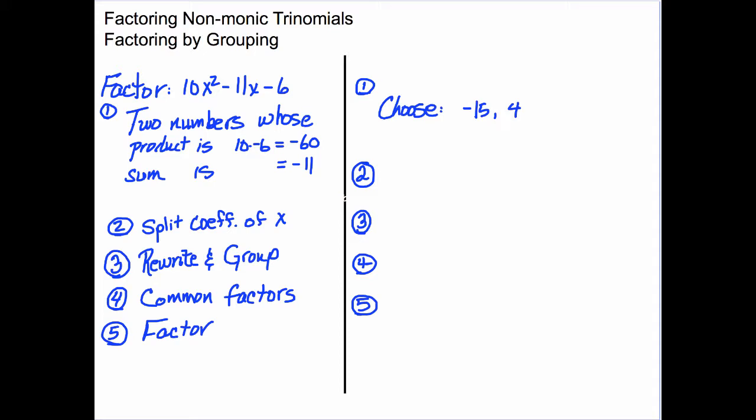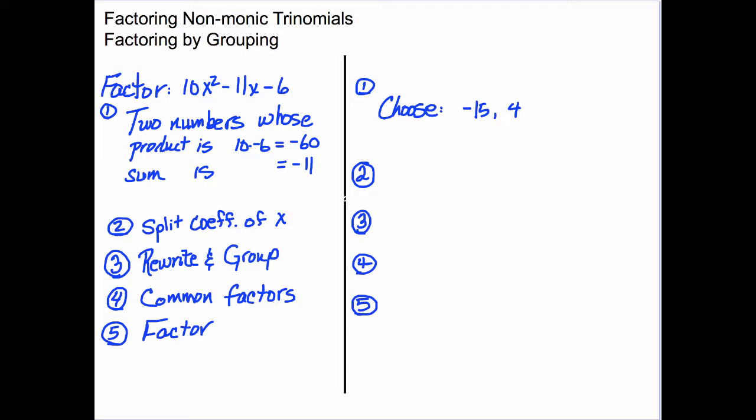Now here's another example. In this example, we're going to factor 10x squared minus 11x minus 6. Now, we need to find two numbers whose product is 10 times negative 6, that's negative 60, and whose sum is negative 11. And we're going to choose negative 15 and 4.